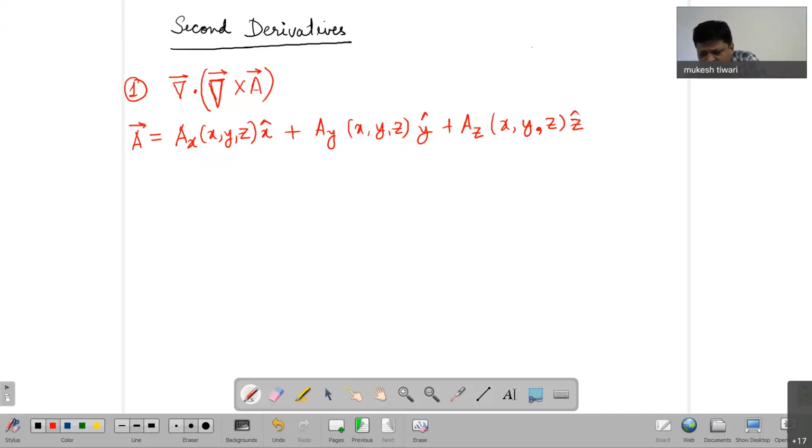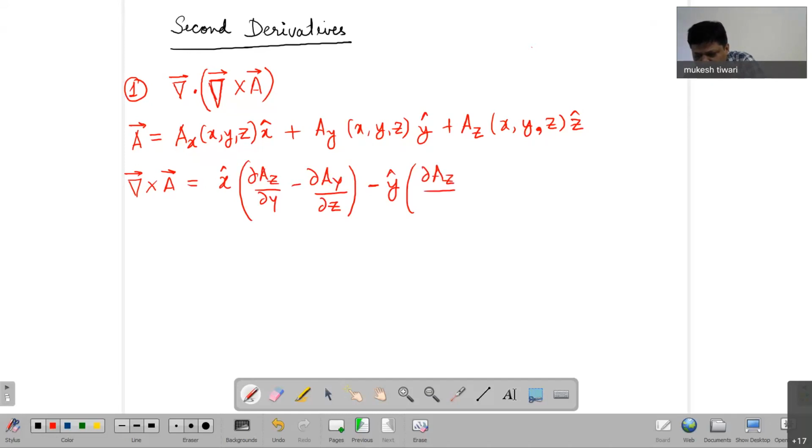So when I calculate the curl, this time I'm no longer going to write the determinant. So this would be the derivative of A_z with respect to y minus the derivative of A_y with respect to z, the derivative of A_x with respect to z minus the derivative of A_z with respect to x, the derivative of A_y with respect to x minus the derivative of A_x with respect to y.